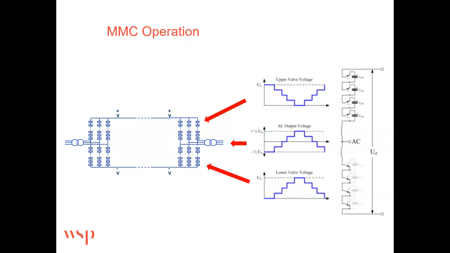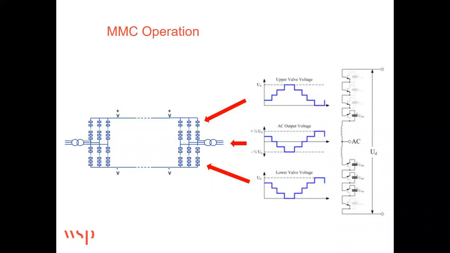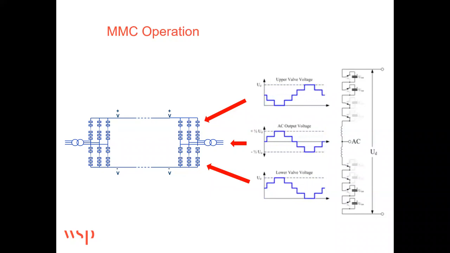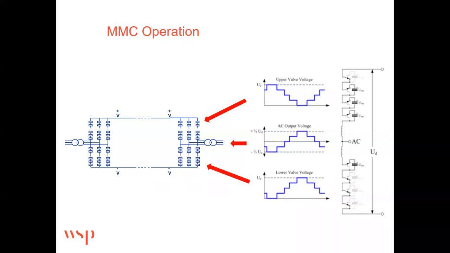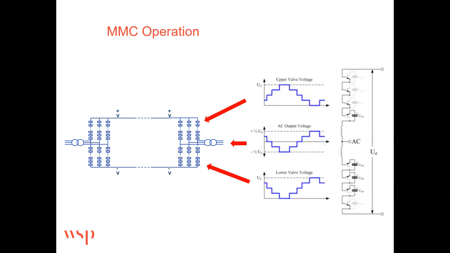LCC schemes are still being used, and they're very good for bulk transmission over long distances. And they are the highest voltage, highest power schemes in the world. But VSC schemes are getting there. Every year, the voltage rises, the current rises, the power rises. So we have two technologies we can use. But really, for the rest of this discussion, I'll focus on the voltage source converter technology.